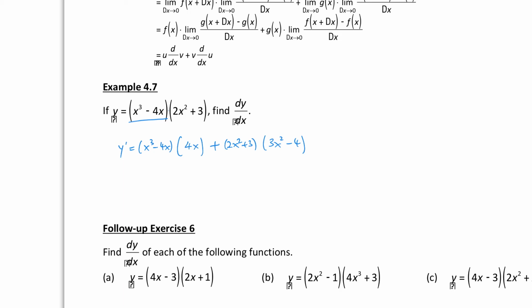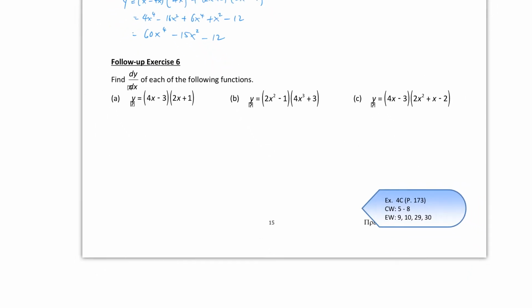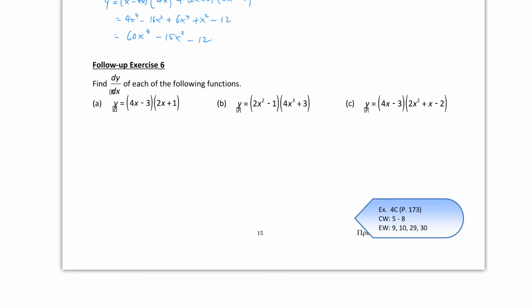Because we can write down the degree and degree minus 1, this is negative 4x. After finding the derivative, this term is equal to 4. So it is equal to 4x to the power 4 minus 16x squared, and then plus 6x to the power 4 minus 8 plus 9 is plus x squared minus 12. So the final answer is 10x to the power 4 minus 15x squared minus 12. So you can also apply the product rule for exercise 6. Try to do it and let's check during our lesson.